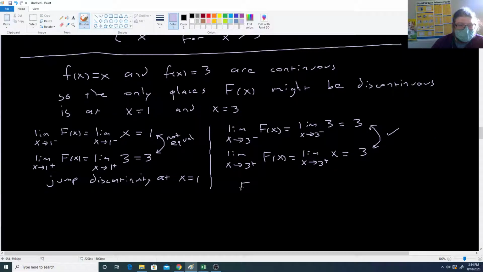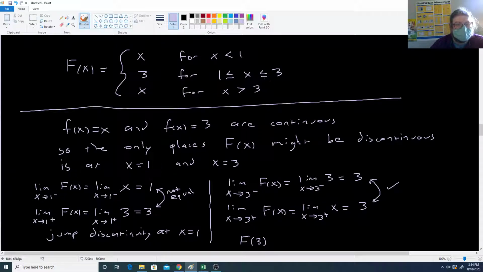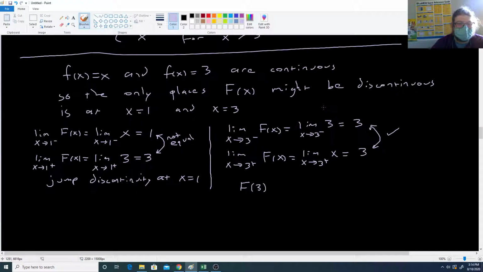So what is f of 3? For f of 3, we plug into the second form, which is 3. So in this case, we are continuous at 3. The two-sided limit exists because the left-hand and right-hand sides both equal 3. So we can write that the two-sided limit of f of x is equal to the function value of f at 3, and they both happen to equal 3.